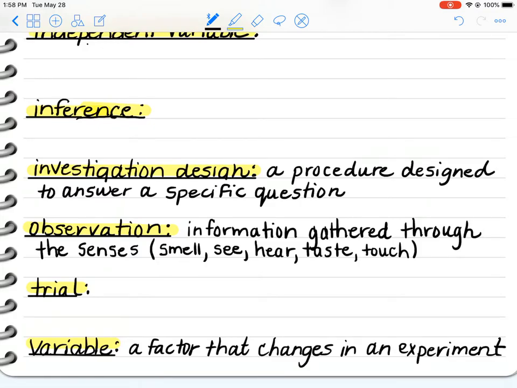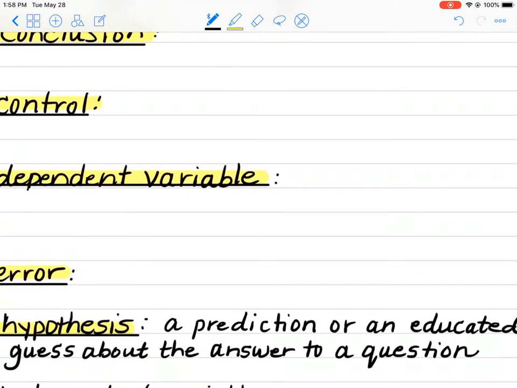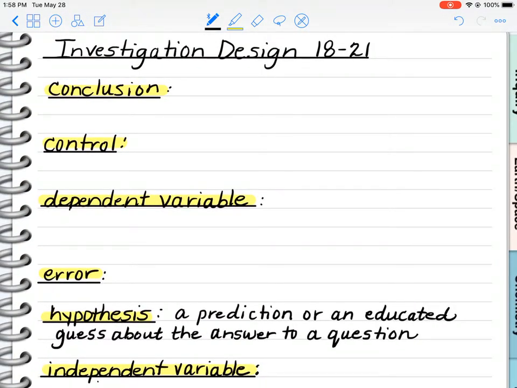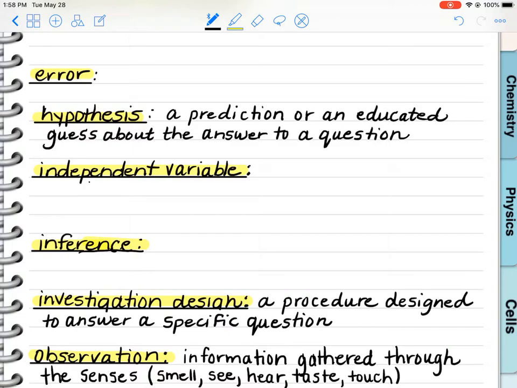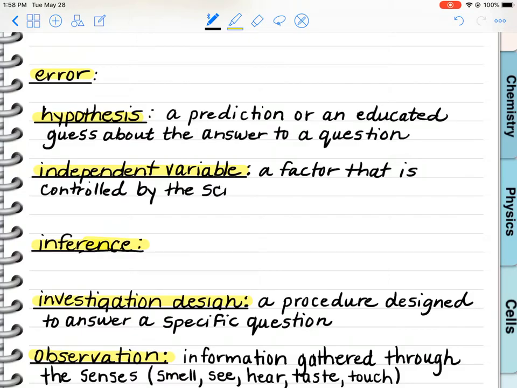Okay, after you understand a variable, you need to understand a dependent variable. And actually, I'm going to give you independent variable first. Let's go ahead and do that one first. It's a little easier to explain. An independent variable is a factor that is controlled by the scientist in an experiment.